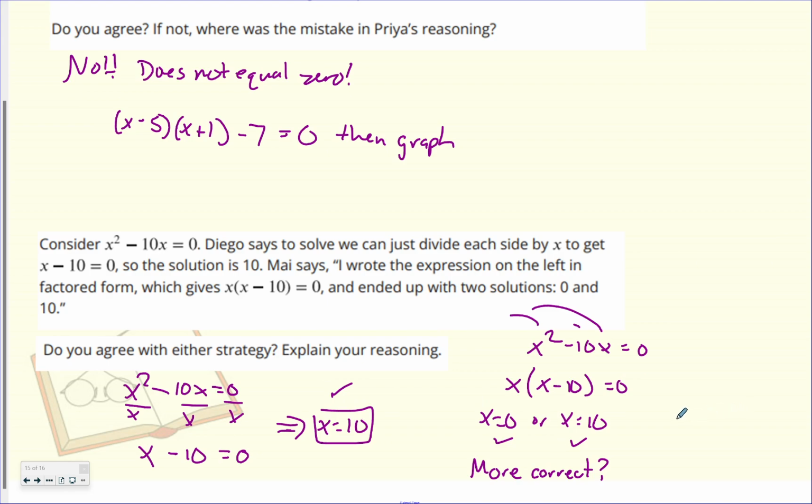So in this case, we have a moral of the story. Don't divide by a variable if it may equal 0.